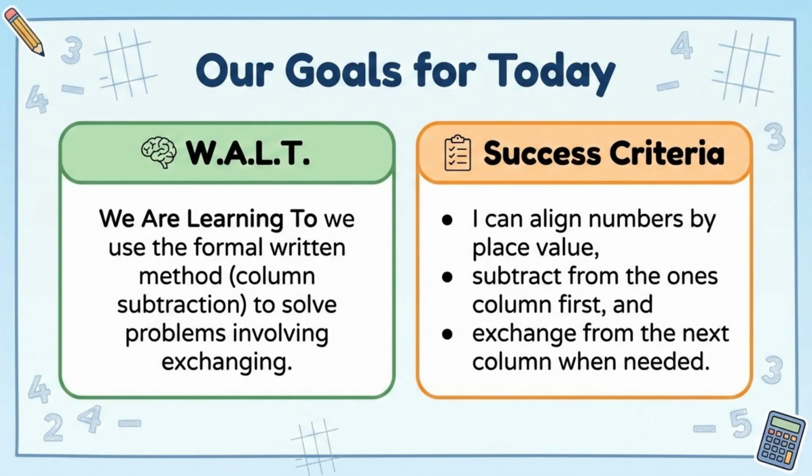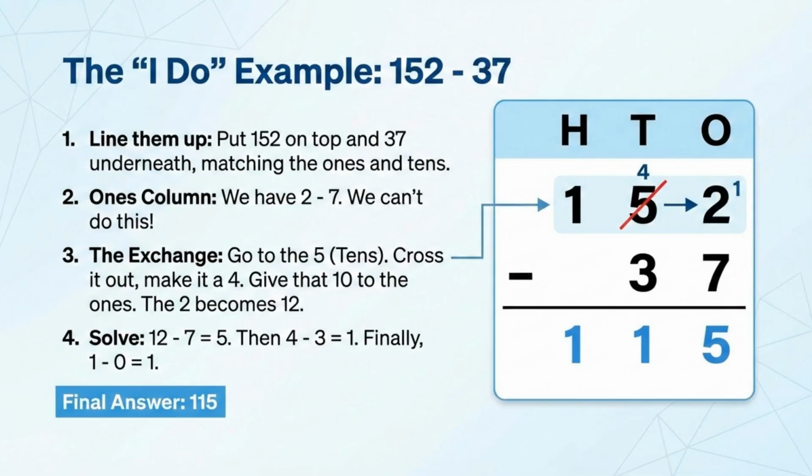Our goal is to use the formal written method, column subtraction, for problems involving exchanging. You will know you've succeeded when you can align numbers, subtract from the ones column, and exchange when necessary. Let's work through an example together.